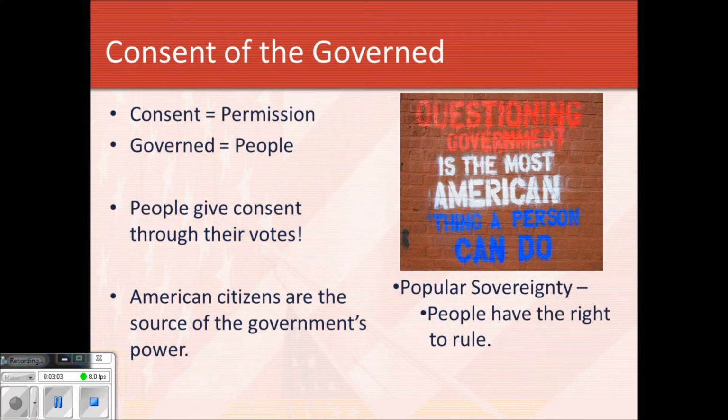Continuing on with our key terms and more explanations, consent of the governed. Consent means your permission, and governed is the people. People give consent through their votes. The American citizens are the source of the government's power. Another key term that's highly important is popular sovereignty. People have the right to rule. Make sure you come back to these frequently to refresh your memory on what consent of the governed is. We will use this term periodically throughout the year.